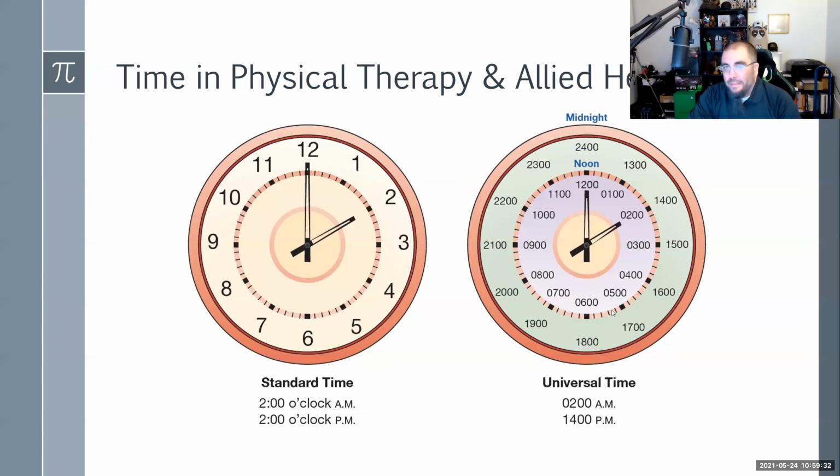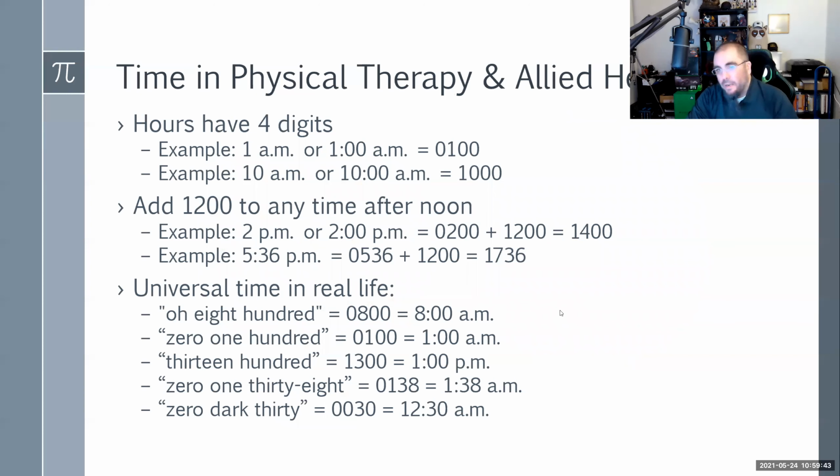So all hours should have 4 digits. For example, 1 a.m. is 0100. 10 a.m. is 1000, right? Anytime in the afternoon, like I said, you add 12 to that, and that gives you your time. So just be aware of that. That's the way it's going to work.